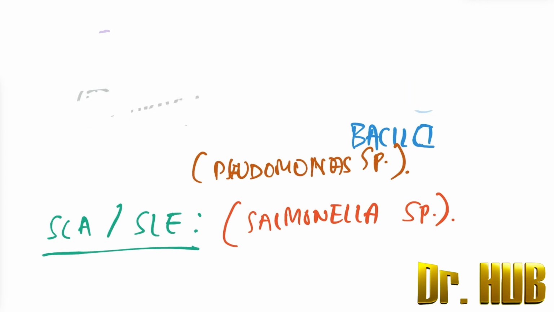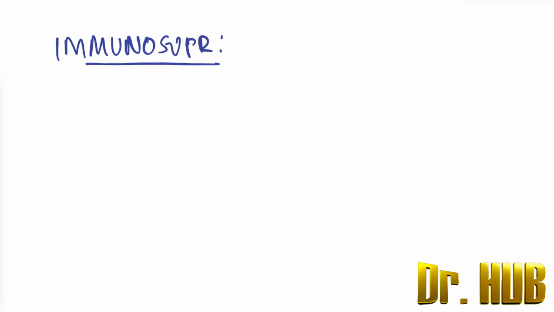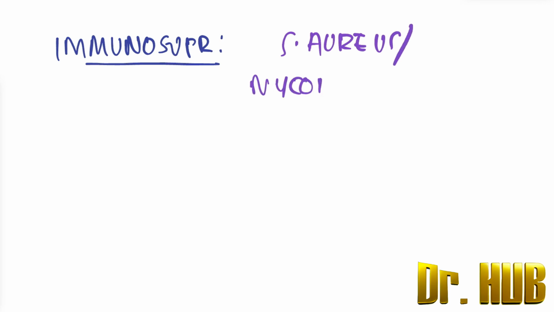Next, when we look at immunosuppression, under this there are organisms such as Staph aureus. Next is Mycobacterium species, as well as the presence of fungi.